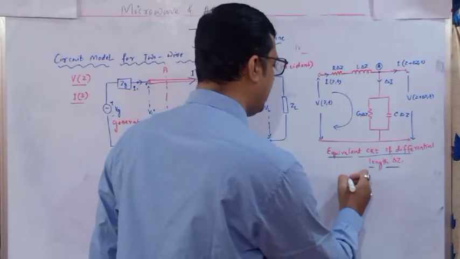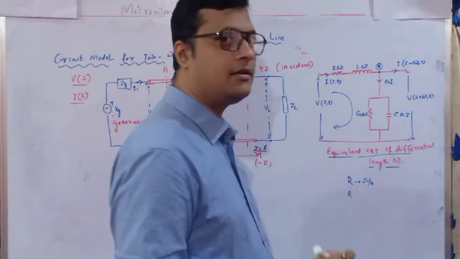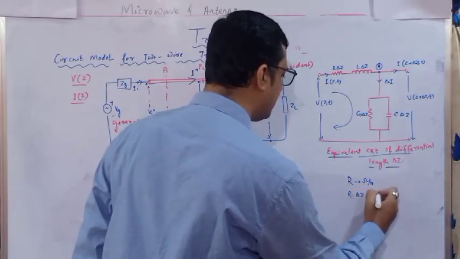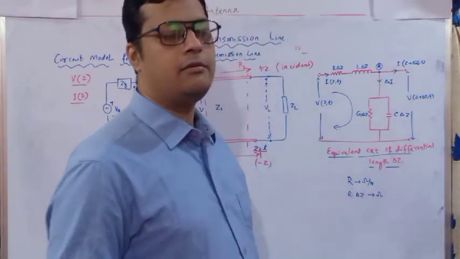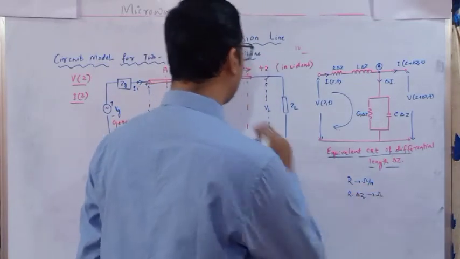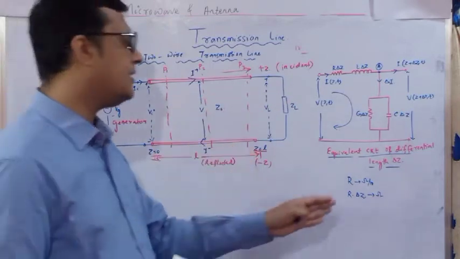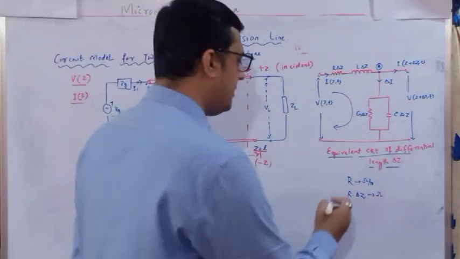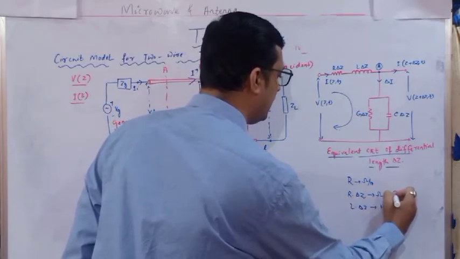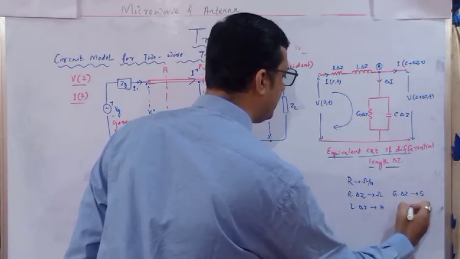For example, if R is ohm per meter, in order to form a resistive value, I will multiply R by del Z so that the unit becomes ohm and it becomes a resistive value. Why del Z? Because the wave is propagating along the Z direction, so I took the incremental length as del Z. Similarly, L into del Z becomes Henry, G into del Z becomes Siemens, and C into del Z becomes Farad.